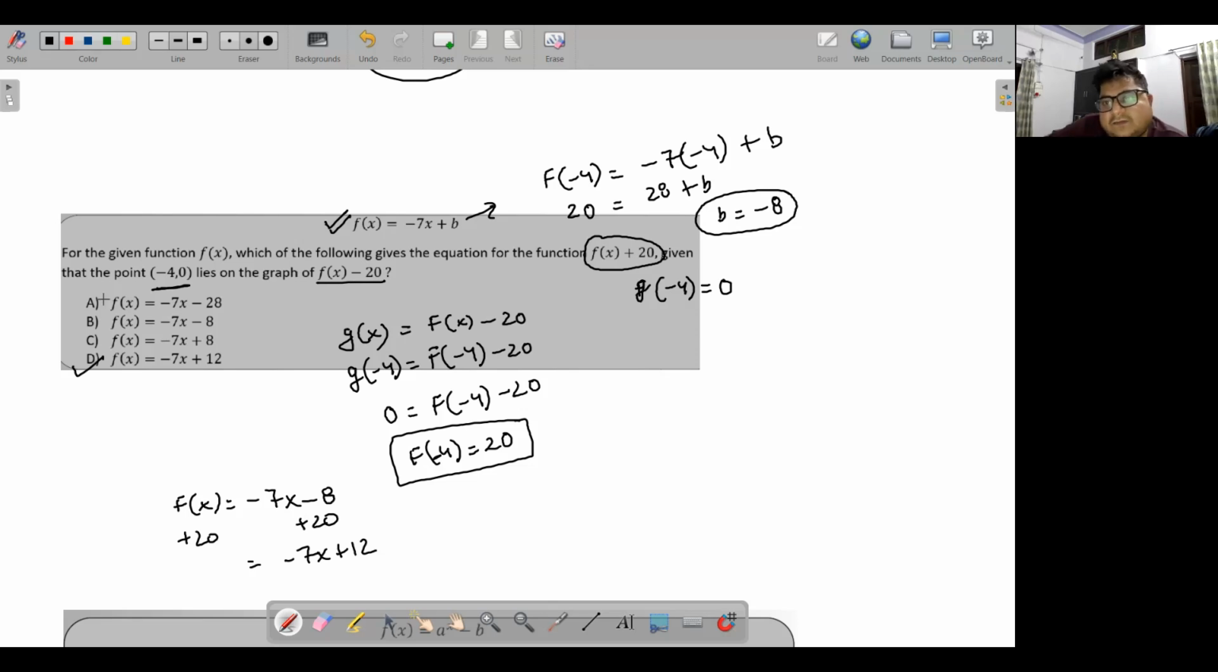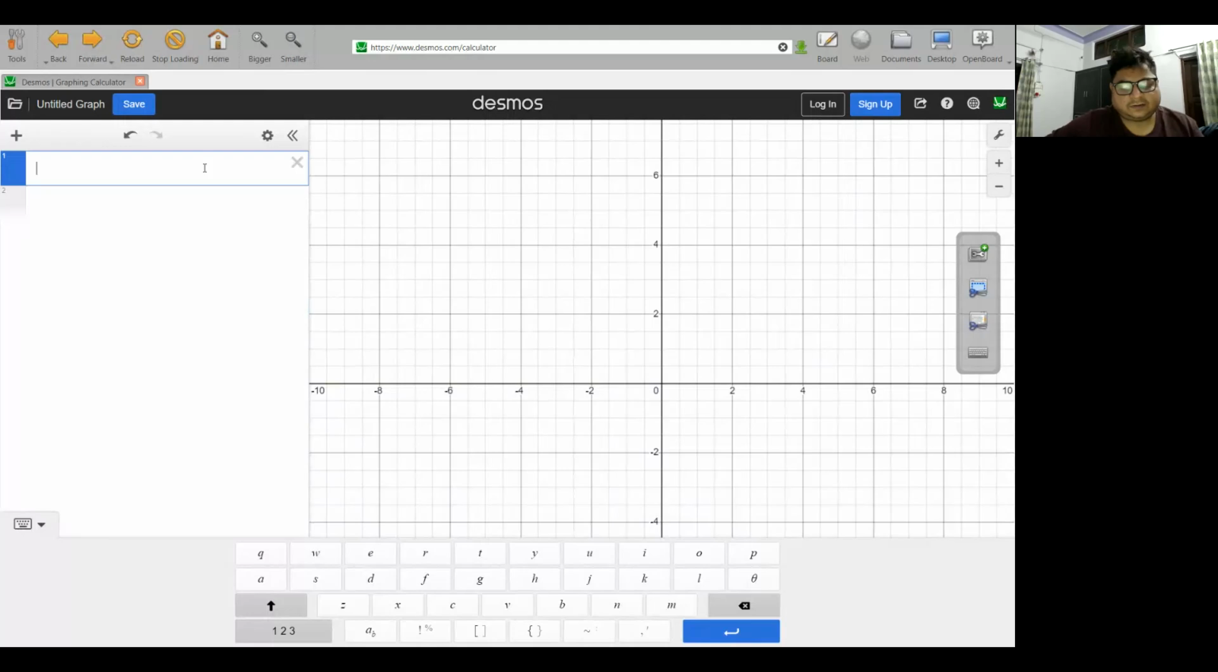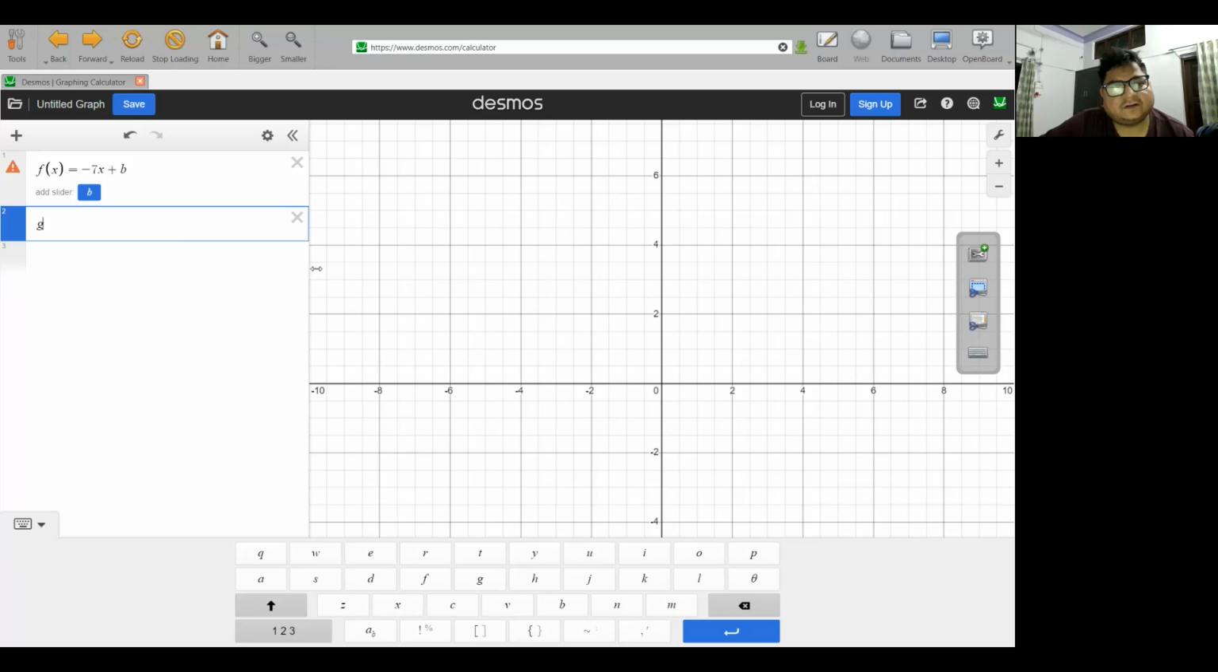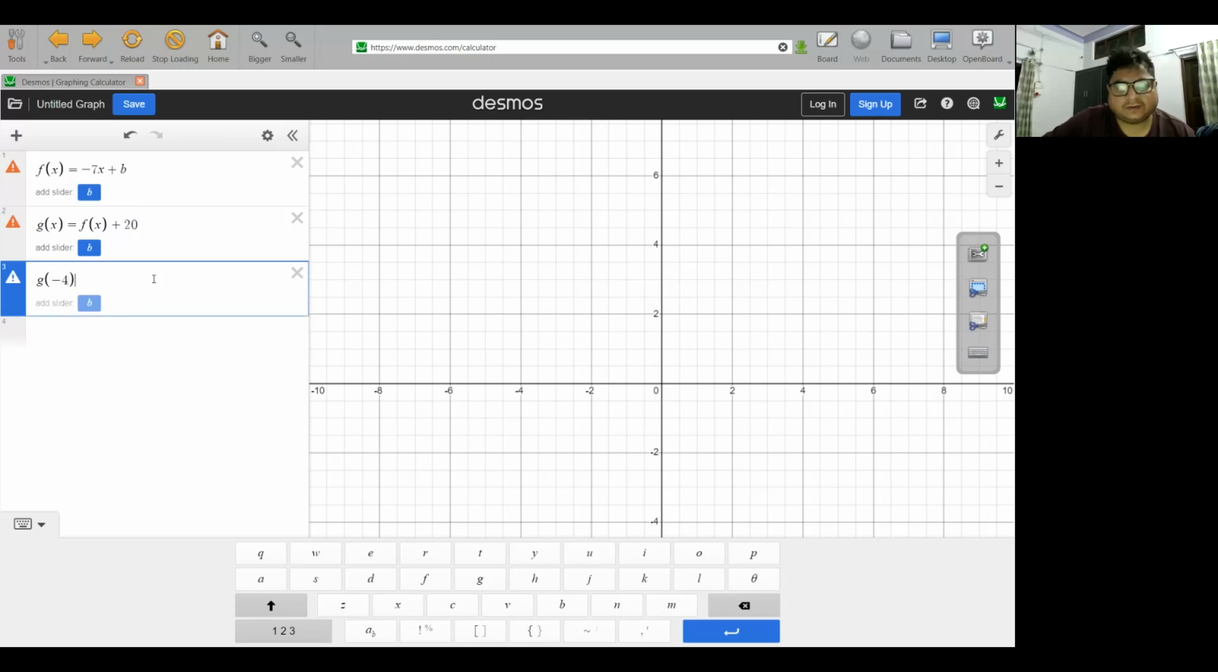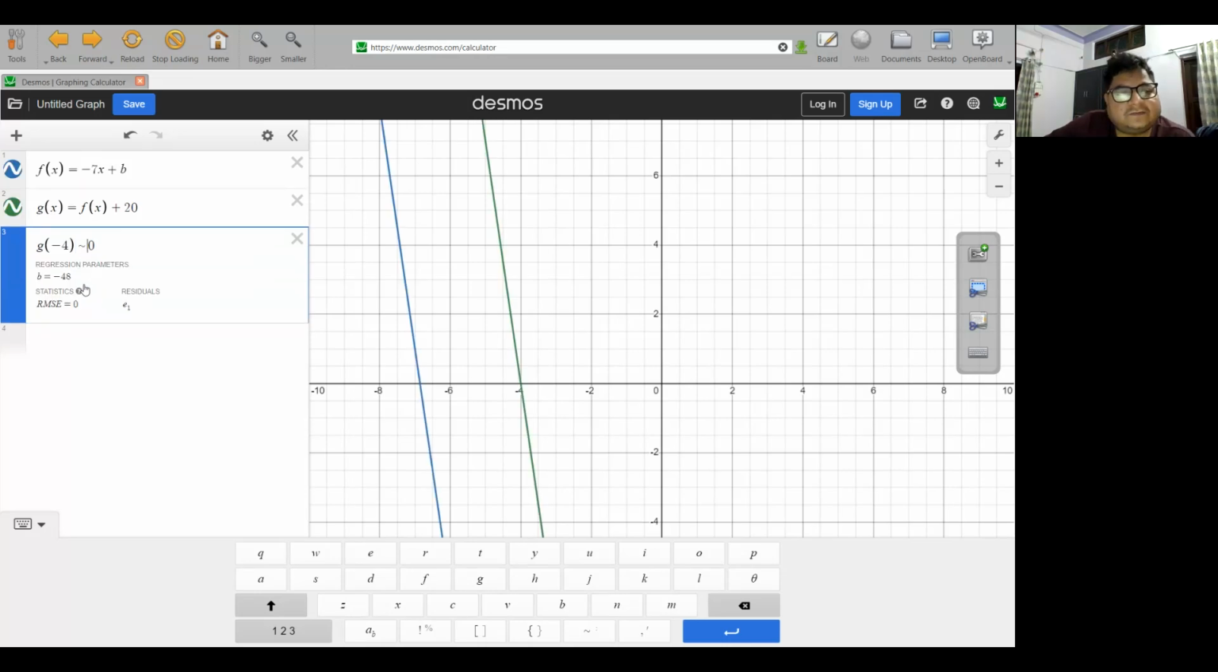Now let us see how we can solve it by using Desmos. So f of x is equal to minus 7x plus b. That's given in the question itself. Now this says that g of x is equal to f of x plus 20 and g of minus 4 is equal to 0. Now to find the value of b and the function f of x, instead of the equal sign, we can use a regression symbol.